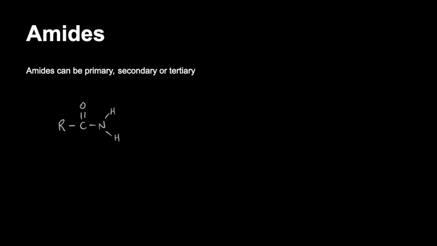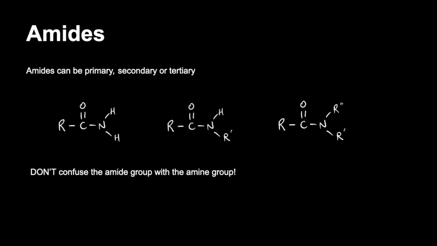We'll have a quick look at amides now. So amides can be primary, secondary or tertiary. So that's what they look like. The most common mistake I see is students mixing up the amide group for the amine group. So just be careful with that. An amide has a nitrogen directly bonded to a C double bond O, whereas an amine just has the nitrogen directly bonded to the carbon group.